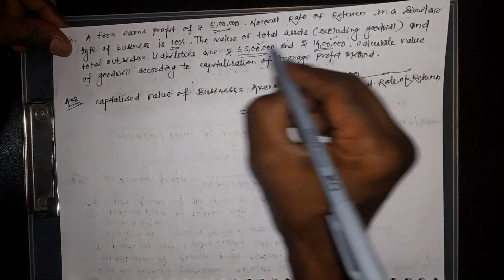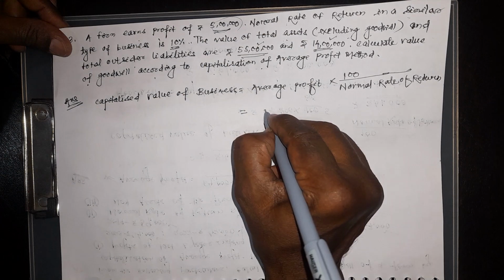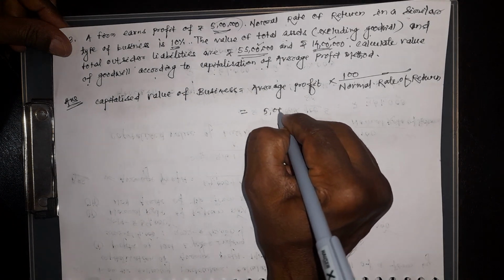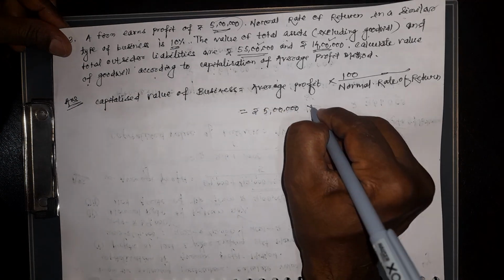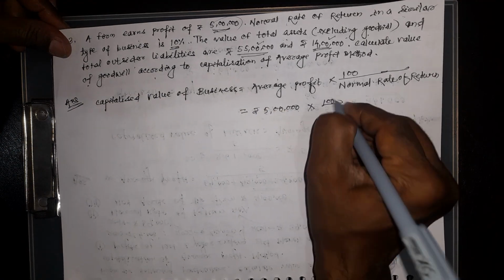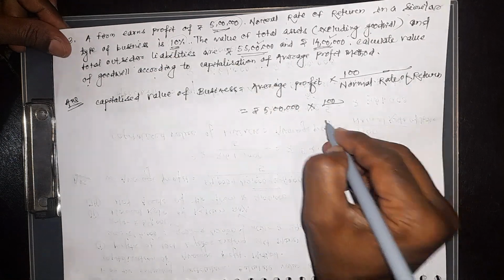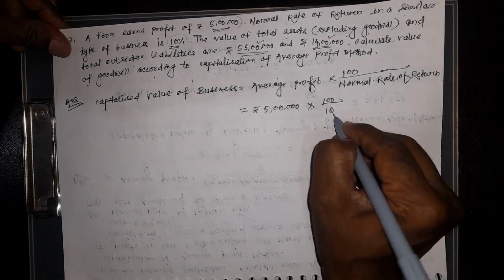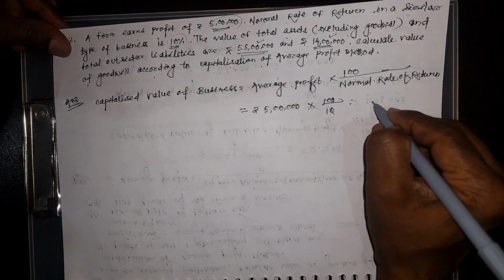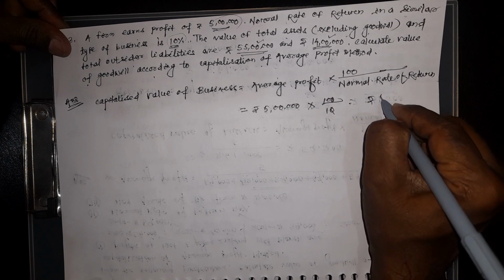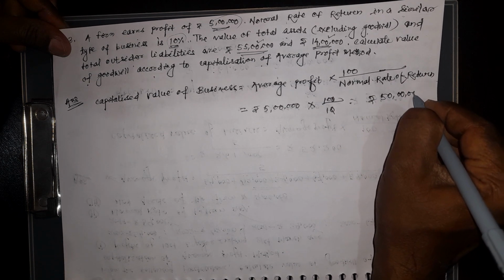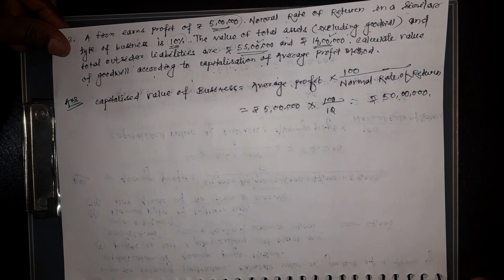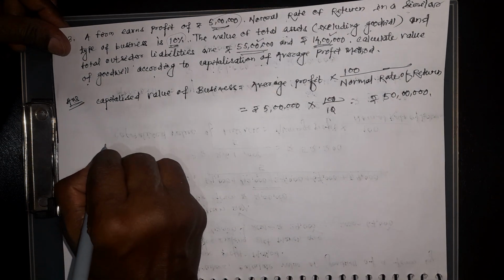Average profit how much? Here it is given 5 lakh. Normal rate of return is given 10%. So 100 by 10 you will write. So it will be how much? 50 lakhs. So capitalized value of business is 50 lakhs. Clear?